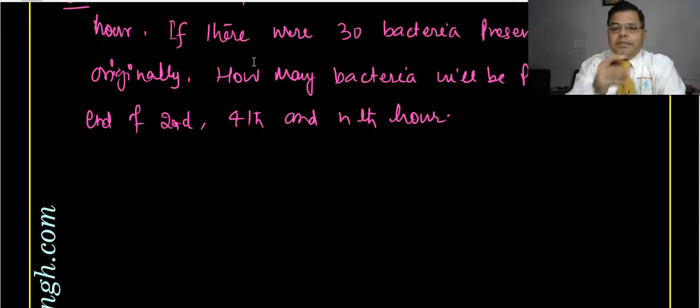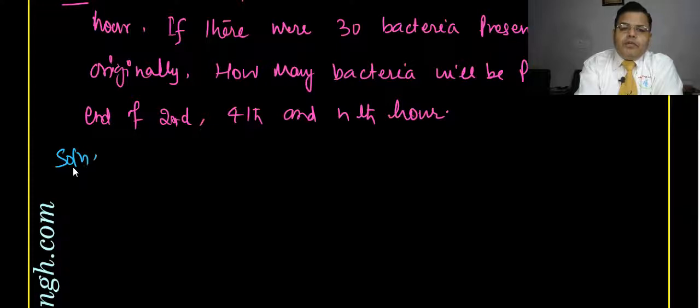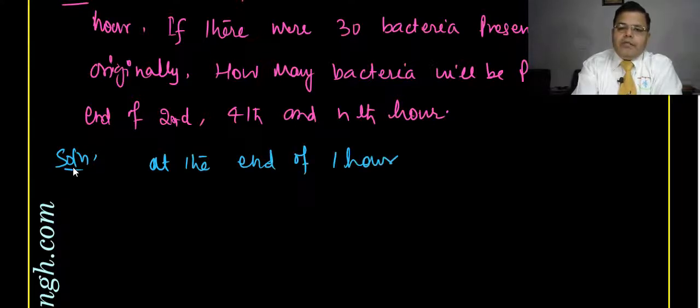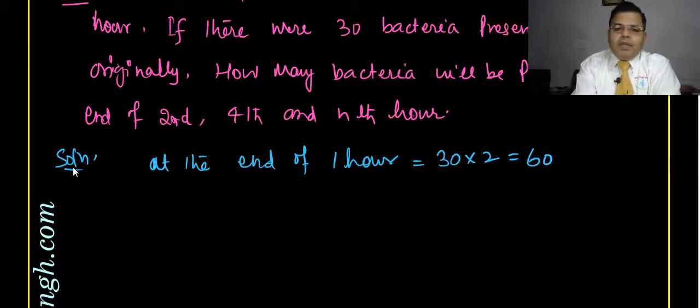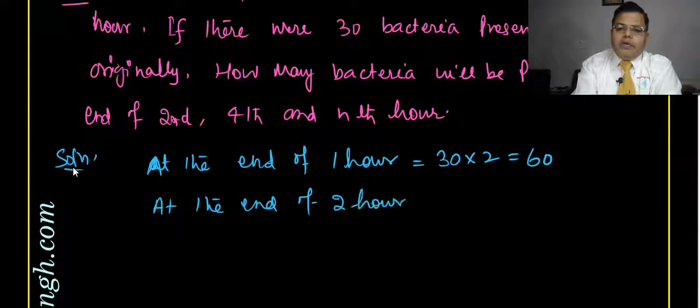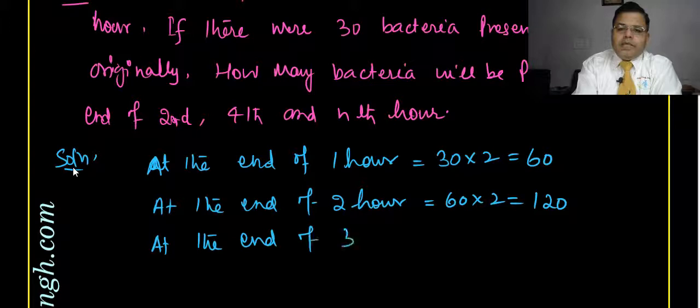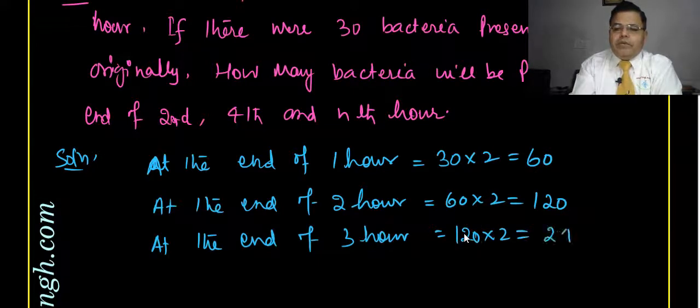So initially 30 bacteria are present, which means a is 30. Now let us write the solution. So 30 bacteria are present originally and the number doubles at the end of every hour. At the end of 1 hour, bacteria will be 30 into 2, that is 60. At the end of 2 hours, bacteria will be 60 into 2, that is 120. At the end of 3 hours, it will be 120 into 2, that is 240. This is considered as T1, this is considered as T2, and this is considered as T3.